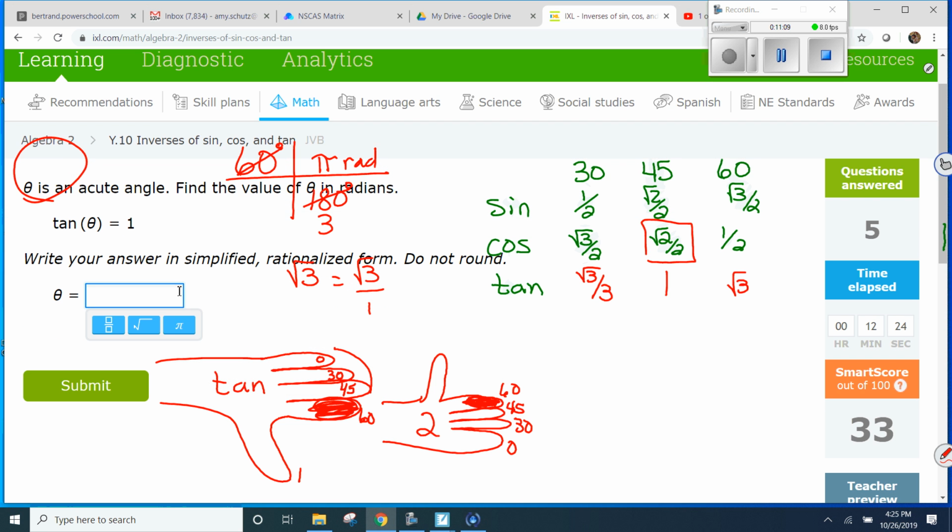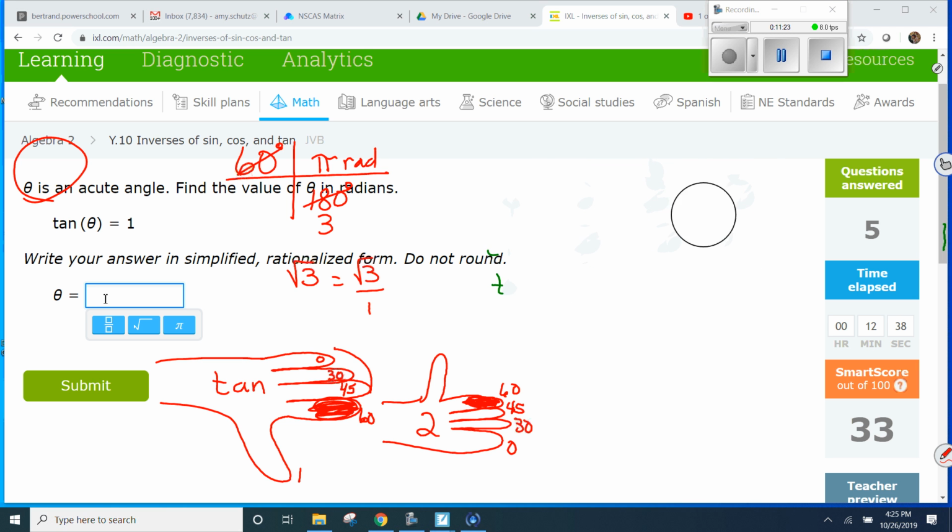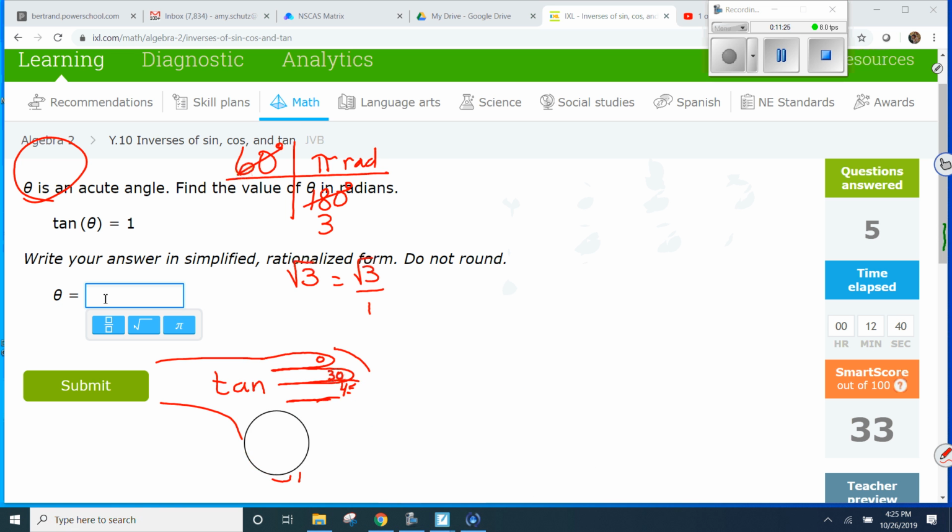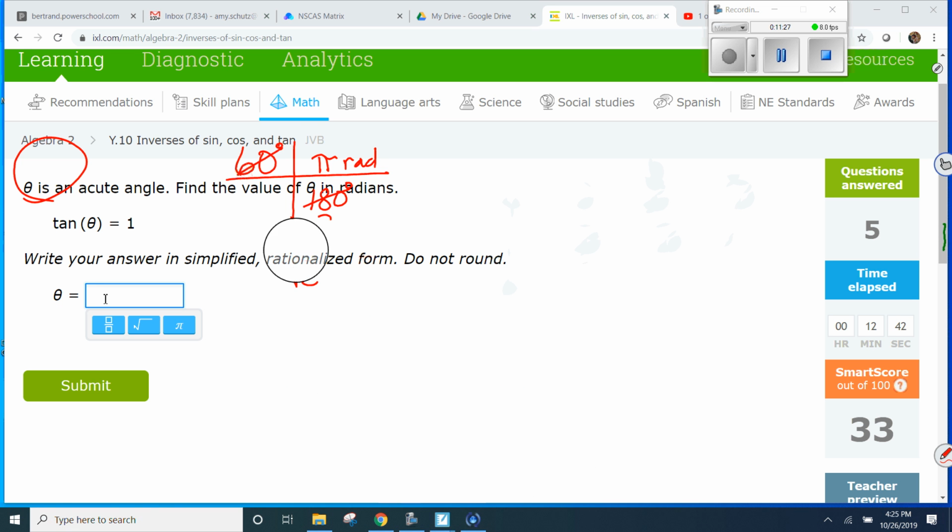Okay, here's one. Where is the tangent equal to 1 at? That's going to be when you have the same value for sine and cosine, and that occurs at 45 degrees. This one does say write your answer, oh, and I probably should have kept that up there for you real quick. Write your answer in radians.